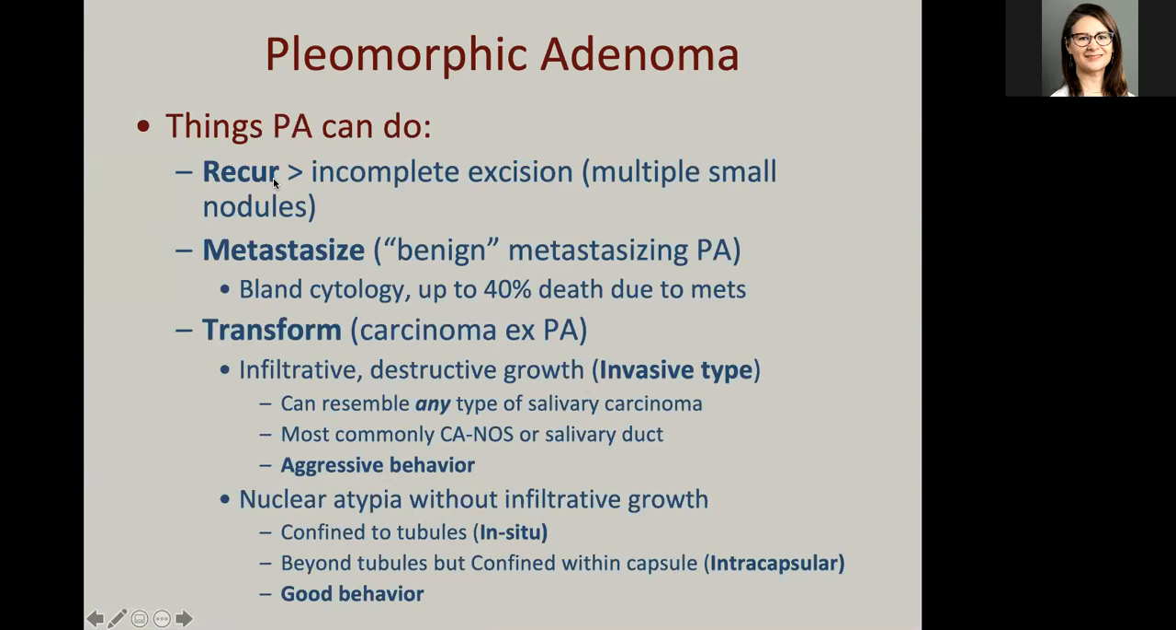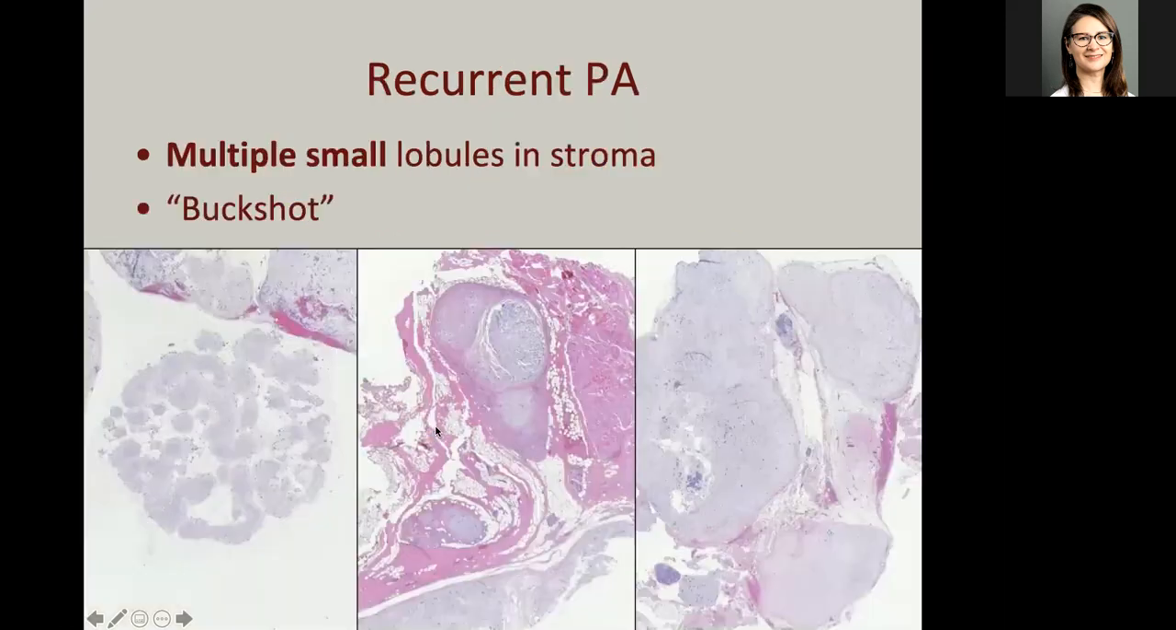Okay, so what can a PA do? It can, of course, recur after incomplete excision as multiple small nodules. It can metastasize or travel outside of its native site in a histologically benign fashion, sometimes called benign metastasizing PA. But more often, it will truly transform to a high-grade malignant carcinoma, carcinoma X, with infiltrative destructive behavior. It usually starts as an atypia within the tubules of the pre-existing pleomorphic adenoma as an in situ component, and then it invades. And once it invades, it is thought to be an aggressive high-grade carcinoma.